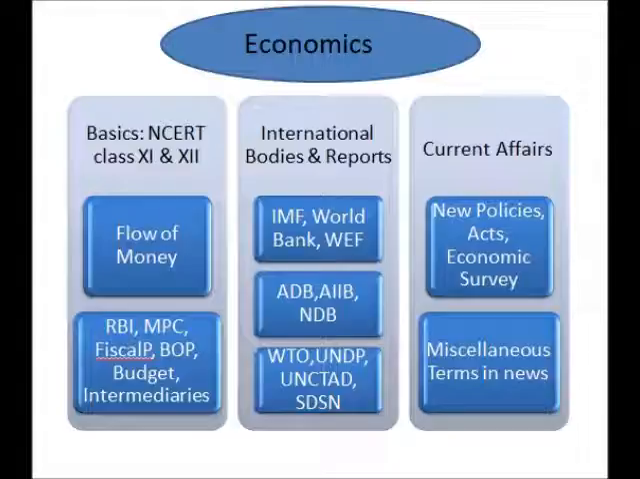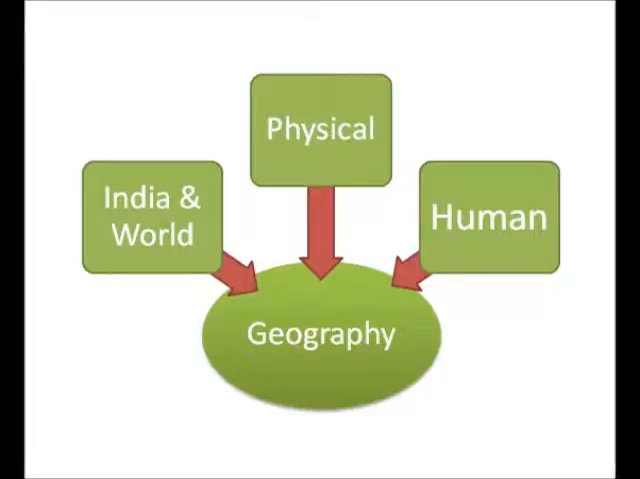After that we move on to the geography part. In geography there are mainly three divisions. The first one is India and the world, the second one is physical geography, and the third one is human geography. Now human geography is not so important from the prelims point of view. What you have to concentrate on is physical geography and India and world geography, especially physical geography, where you will study different types of rainfall, soils, irrigation and coral reefs. So these things are very important.